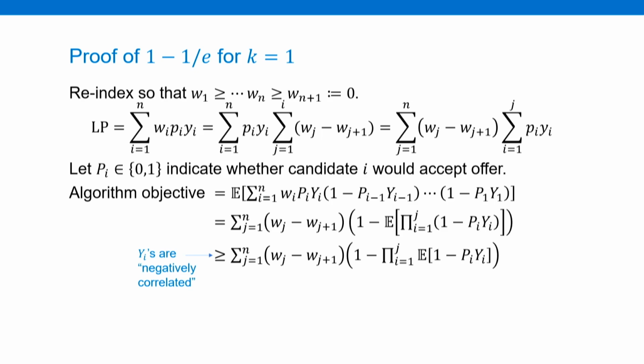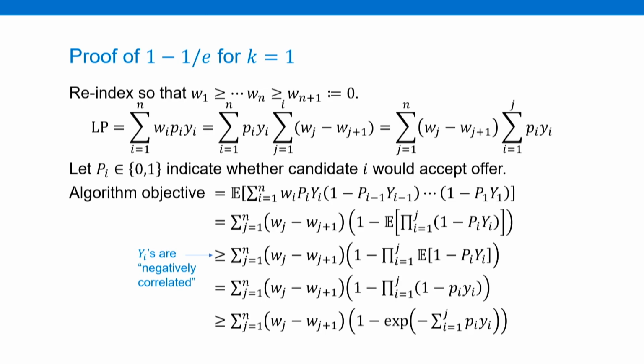And then once I get here, this step is again equality. I'm just replacing this expectation. And here I'm using the independence. OK, the final step is to use a very common inequality, which is just 1 minus x is greater than or equal to e to the negative x. Sorry, that was the second final step.